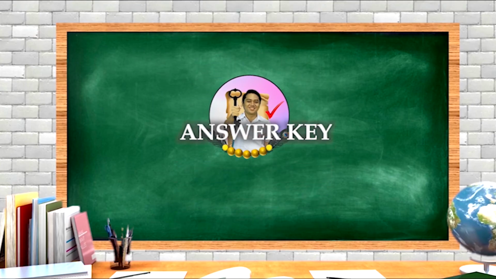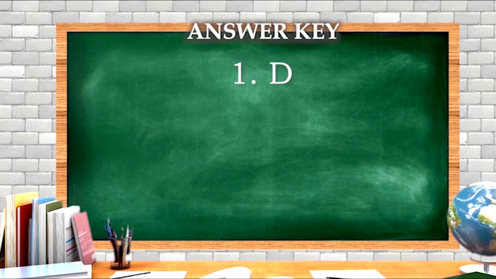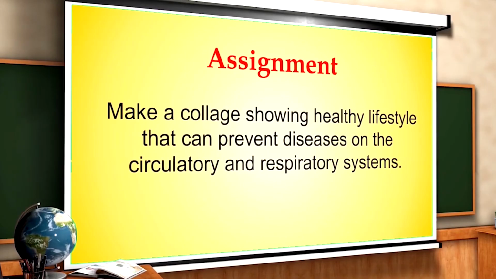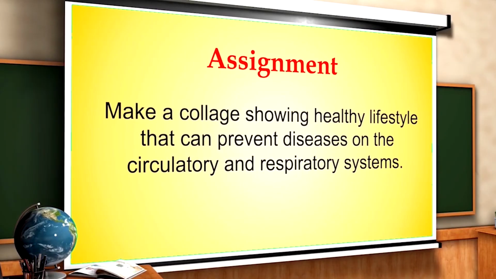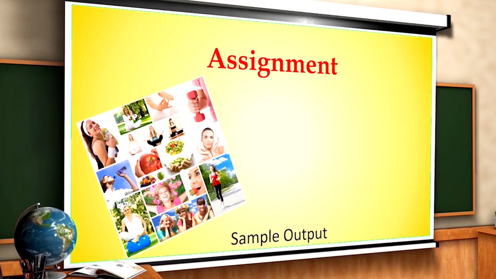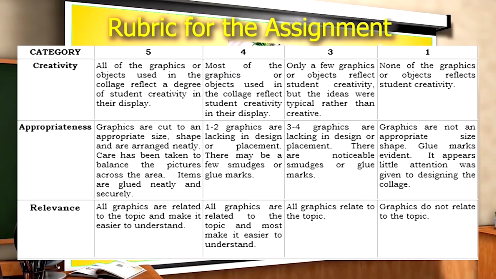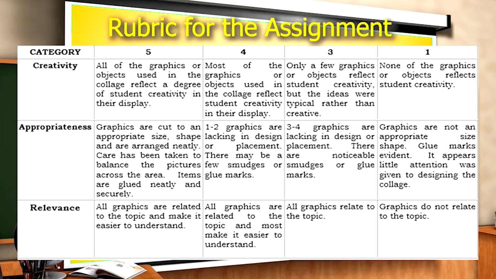Check your answers on the screen. Number 1, D. Number 2, D. Number 3, A. Number 4, D. Number 5, B. Make a collage showing healthy lifestyle that can prevent diseases on the circulatory and respiratory systems. Refer to the rubric flashed on the screen as your guide in rating your output to be submitted to your teacher.